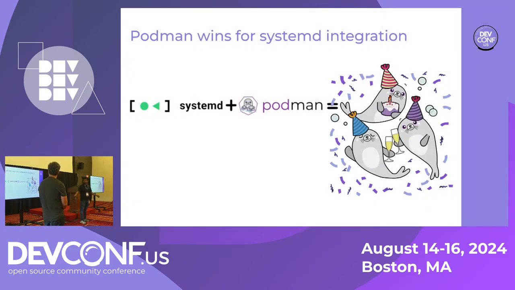Podman definitely won with systemd integration. It definitely gave the community a lot more flexibility to manage the life cycle of the container. Well, one more issue here is that once you fork and exec, you have a process that runs.